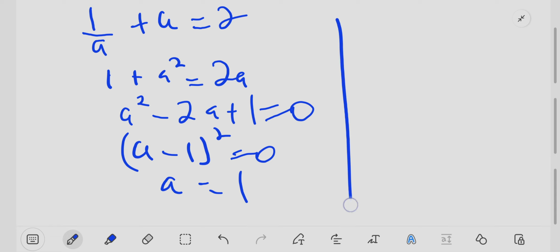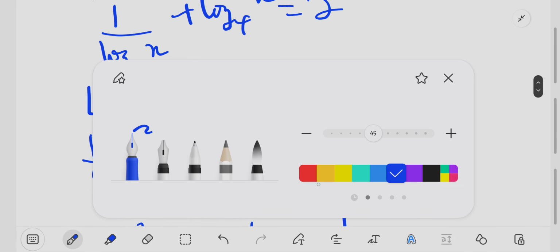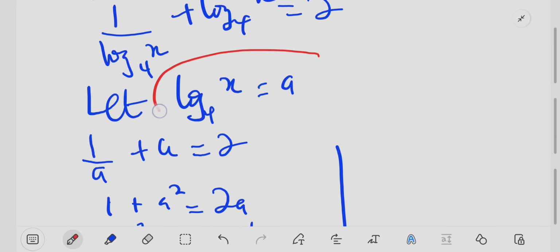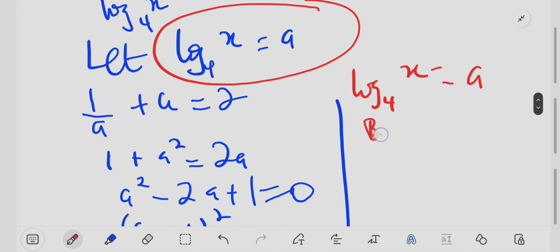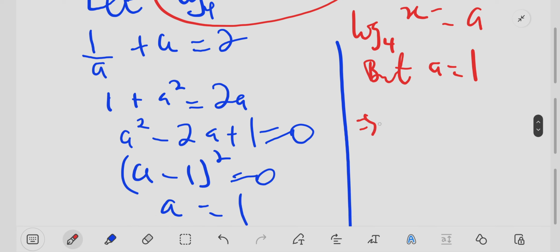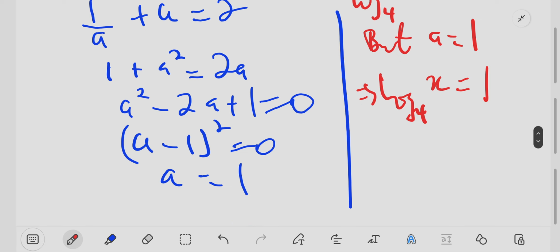But remember, we are not interested in finding the value of a, we are interested in finding the value of x, right? So from here we come back to this equation. We have log to the base 4 of x as a, but what is a? But a equals 1, right? So this implies that log to the base 4 of x will be equal to 1, and then we can just take the antilog, right? And in taking the antilog, it's quite simple.